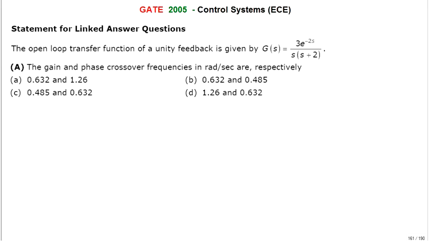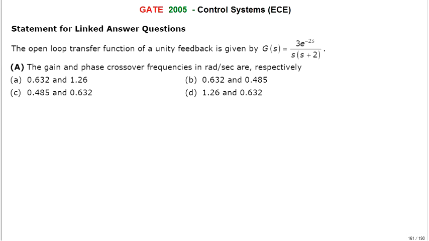We know that at the gain crossover frequency, omega equal to omega g, the magnitude of the open loop transfer function G(s)H(s) is equal to 1. At the phase crossover frequency, the phase of G(s)H(s) is equal to 180 degrees. Those are the definitions for the gain crossover and phase crossover frequencies.